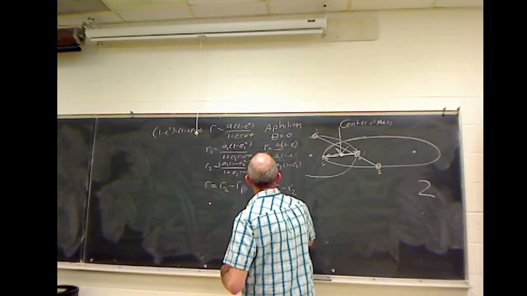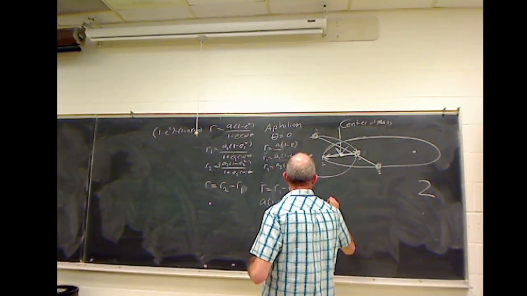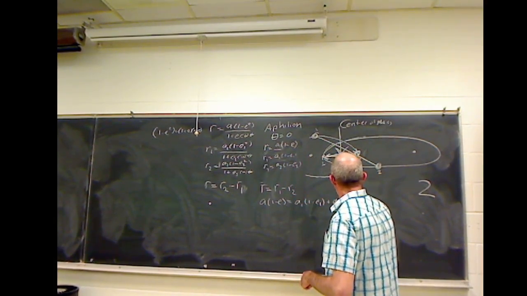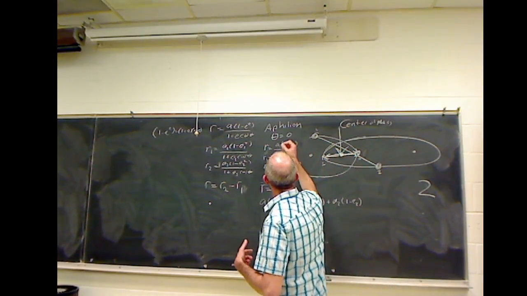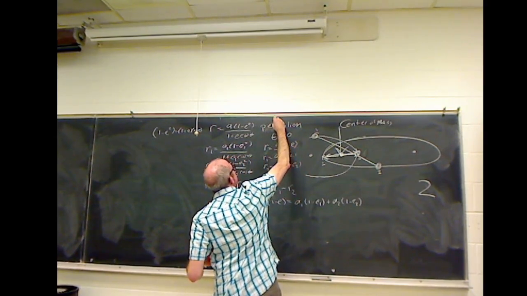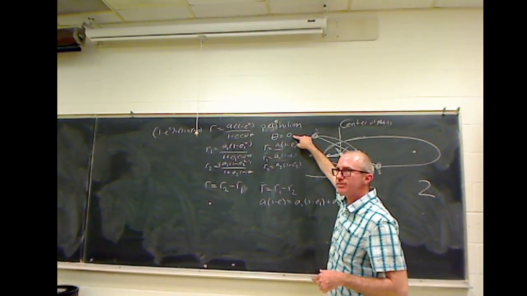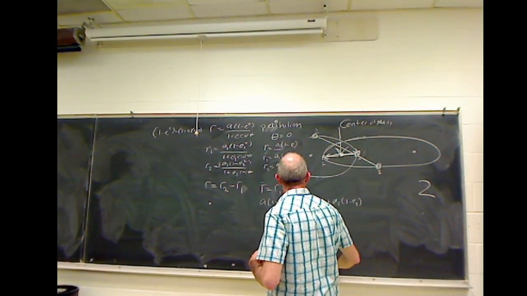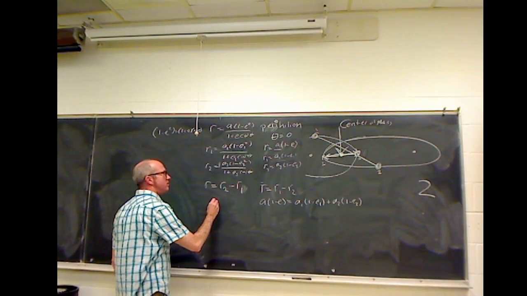A times 1 minus e equals a1 times 1 minus e1. This turns into a plus because they're in opposite directions. a2, 1 minus e2. And then at aphelion, sorry, I wrote the wrong thing. At perihelion is theta equals 0. At aphelion, we're left with, let's do this over here.